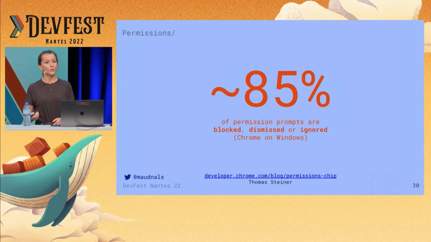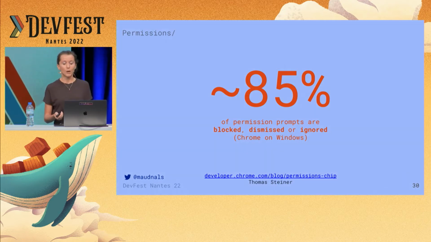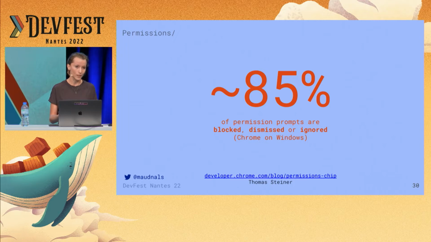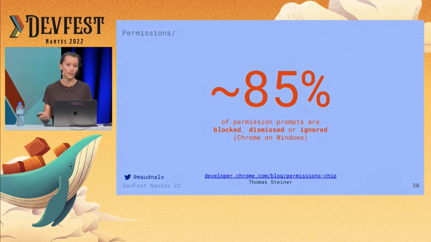This is a study for Chrome on Windows, so it's a subset of permission requests. But this has shown that over 85% of location permission prompts are either blocked, dismissed, or ignored, which, concretely in practice, is equivalent to blocking it. It's a huge number, right? I thought it was interesting. So what this shows is it's worth optimizing your permission requests to make sure they're granted.